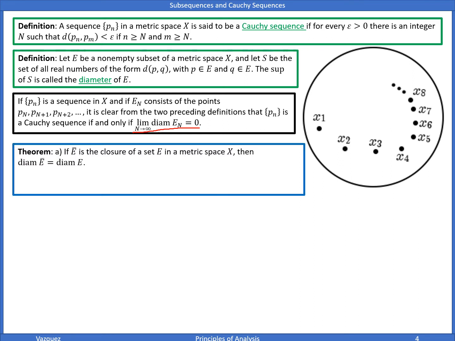Now we're going to have two theorems. So if E bar is the closure of a set E in a metric space, then the diameter of E bar is equal to the diameter of E.